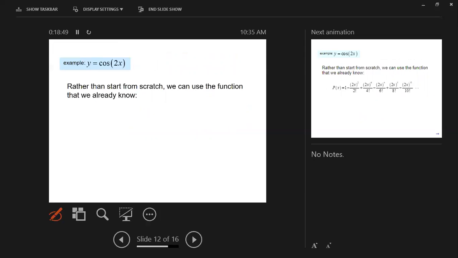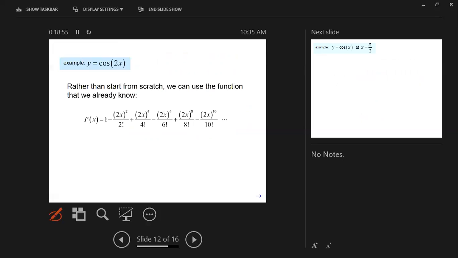So what if I wanted a cosine of 2x? Well, instead of starting all over again, all I did to the function was replace all the x's with 2x's. So I'm going to take that Taylor or Maclaurin polynomial and replace all the x's with a 2x. Yes, that's going to change what some of these coefficients are, but then this would be the polynomial approximation for the cosine of 2x. It's really that easy.